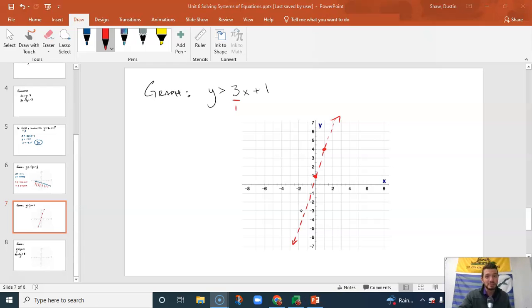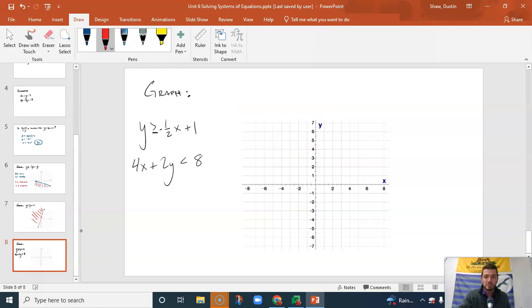So now we just need to shade. You see it's greater than, so we're going to shade above the line. One easy way to tell where the shading should be is if you put your pencil right on the y-intercept and you go up, that means that this side needs to be shaded. And so this is what you're looking for. So on your answer, you're looking for a dotted line with shading above the line.